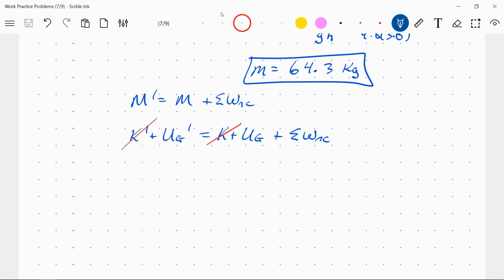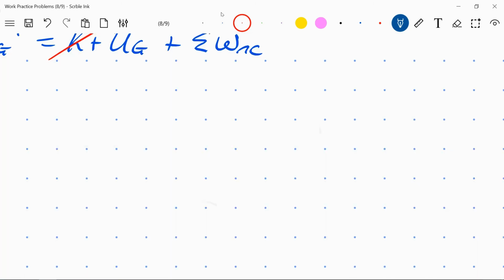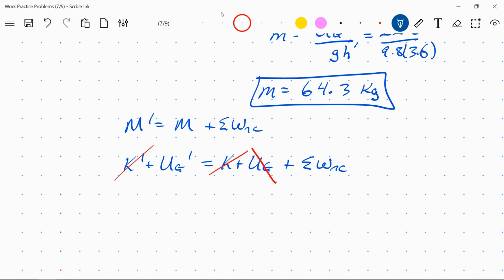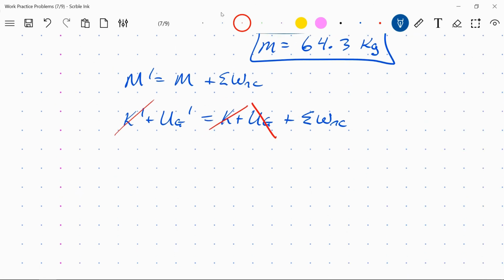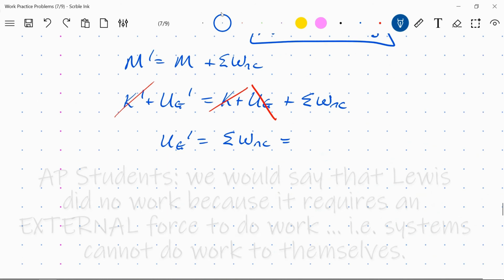So K prime and K, you can think of them as both 0, or if you imagine a constant speed upwards, then non-zero, but they subtract out in any case. Whoa, that was a crazy zoom in. Okay, cross out the U gravity for the reason that it was 0, and you can see that the result is kind of what I predicted. The gravitational potential energy you end with is the work that was done by non-conservative forces. And there's no calculation needed because this was given in the question. This is the 2268 joules.